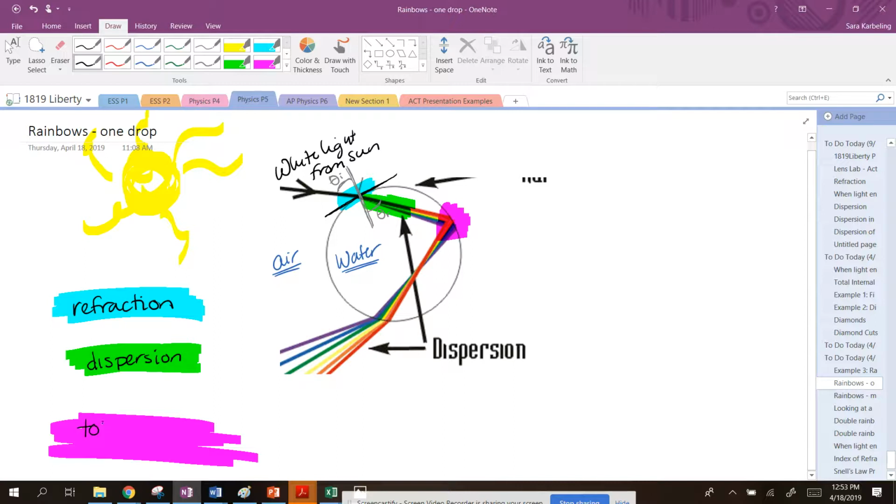Close. Total's the first word. Internal reflection. Total internal reflection is what happens back there.